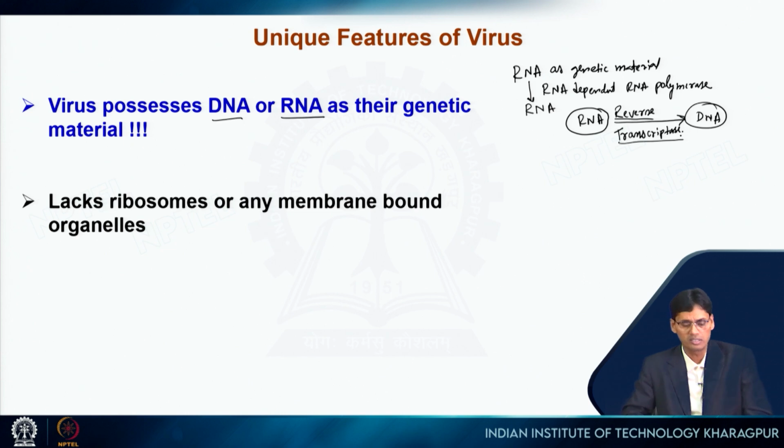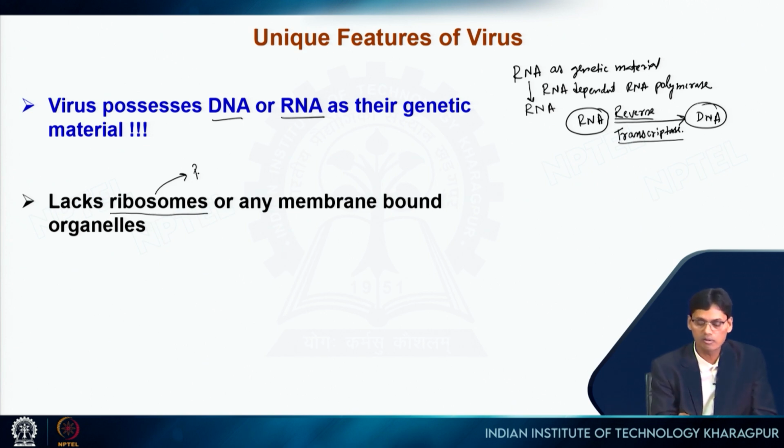Now I am coming back to virus again. So they lack ribosomes or any membrane bound organelles. So they are very small. I just mentioned that their size is comparable to a ribosome. So they don't have any other organelles, right? Even they don't have ribosomes. I am mentioning ribosomes because if they don't have ribosomes, that means they cannot synthesize protein, right?